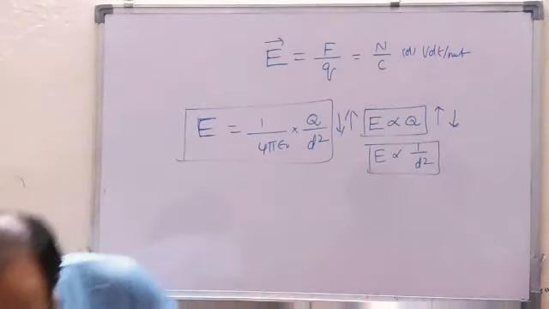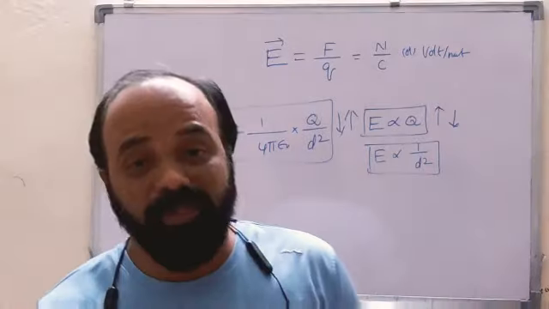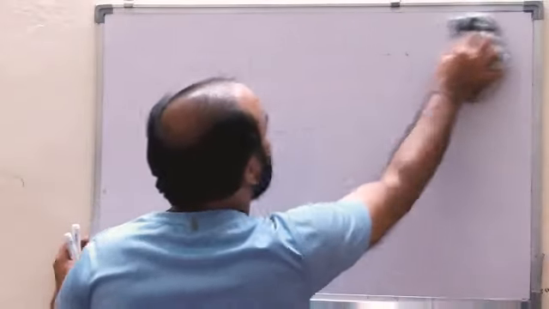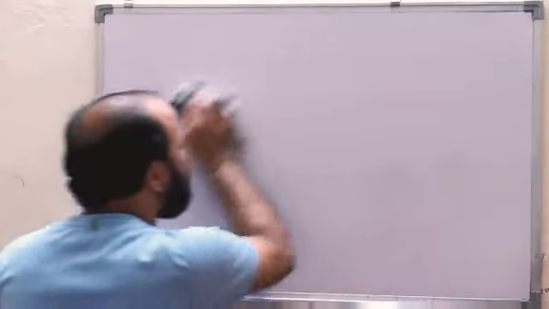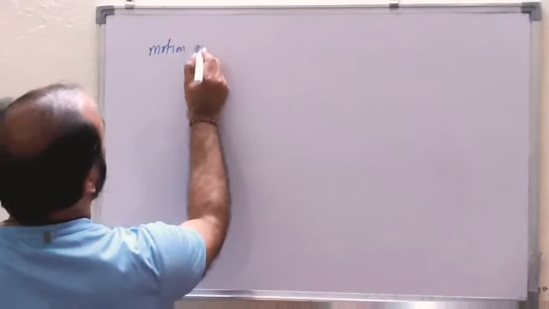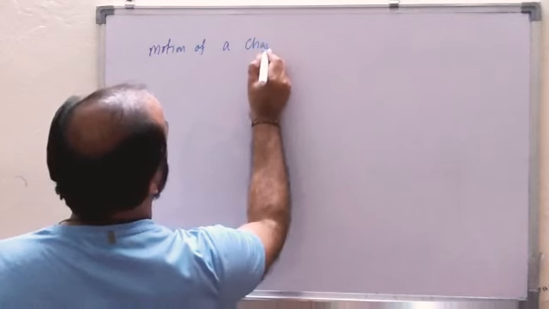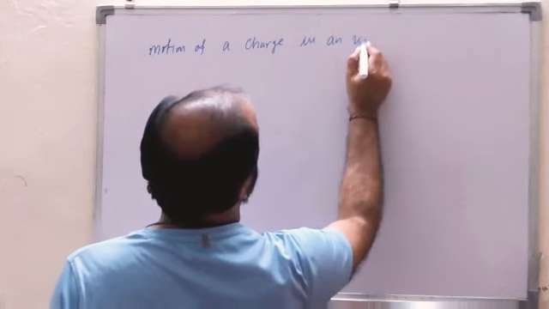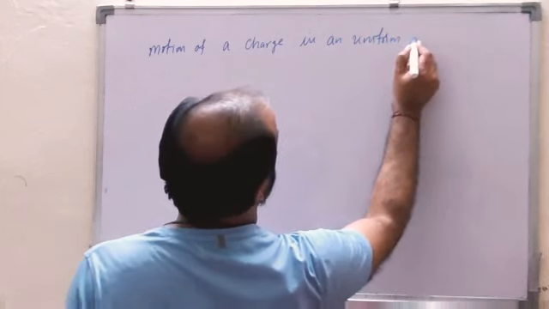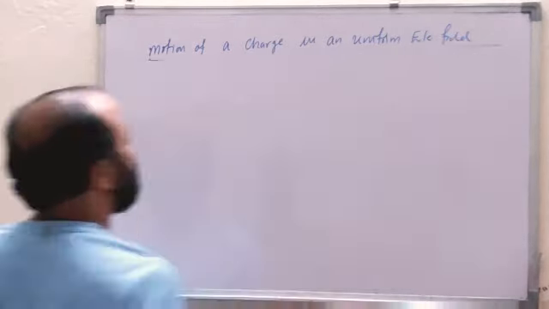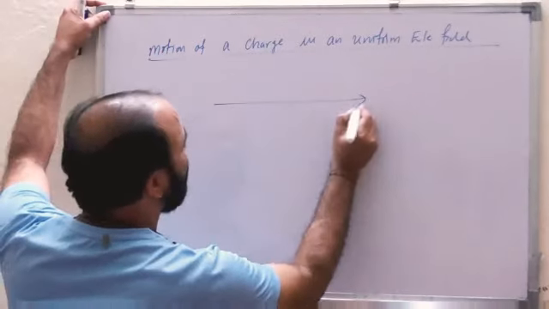Okay, now see, what is the motion of a charge? What is the motion of the charge when it is placed in a uniform electric field? See, motion of a charge in a uniform electric field. From this area they used to ask the question: motion of a charged particle in a uniform electric field. Okay, now see, we have an electric field like this.